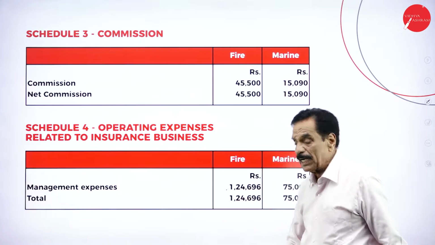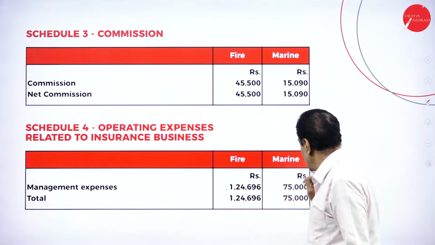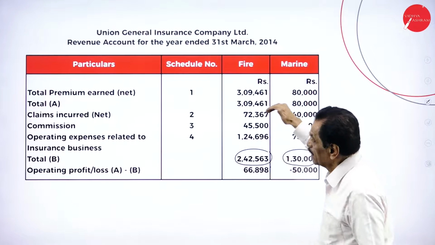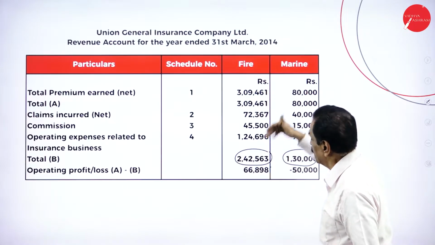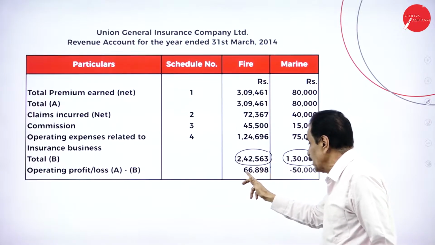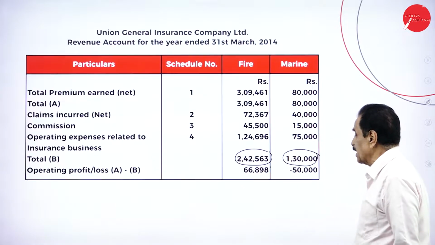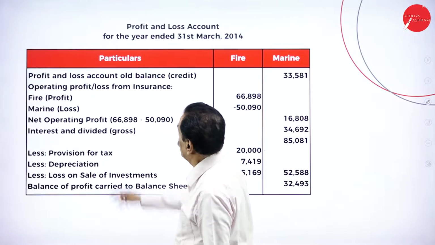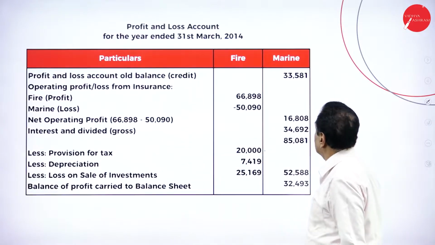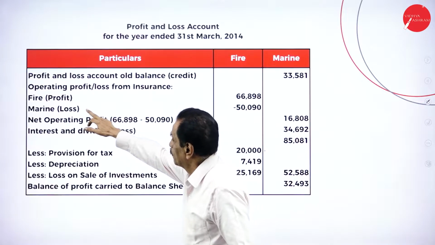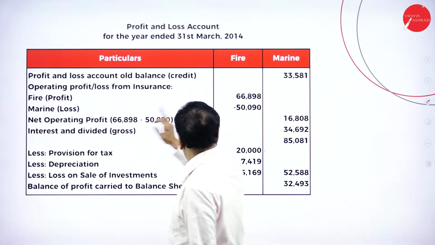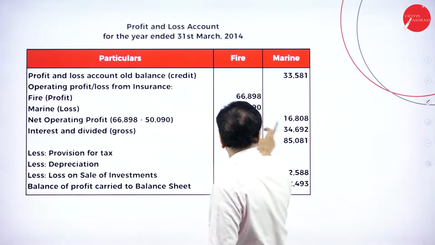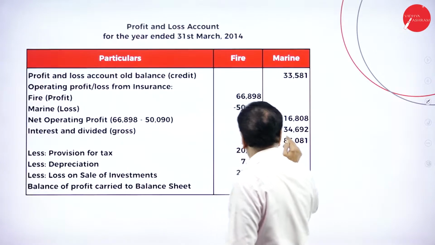They have given management expense directly in case of fire and in case of marine. They should be put into the format. This is the premium, this is the claim, this is the commission, this is the operating expense, and the difference will come. Positive figure 66,898, negative figure of 50,000. They should be put into the profit and loss account. Profit and loss account of the last year 33,581. Here, fire profit 66, marine loss 50, 16,808. Net operating profit, this one, add interest and dividend.